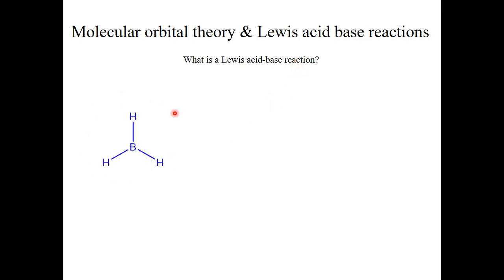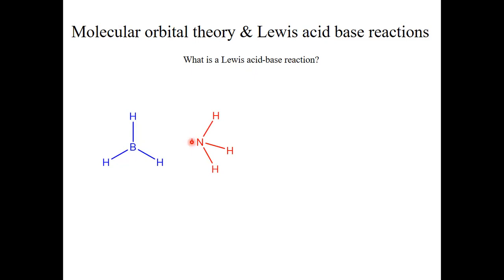So for instance, a BH3 molecule is a Lewis acid. It has only 6 electrons surrounding the bond, so it doesn't obey the octet rule. So it would like to accept another electron pair. Whereas an NH3 molecule is a Lewis base, it has an electron lone pair that it can donate.